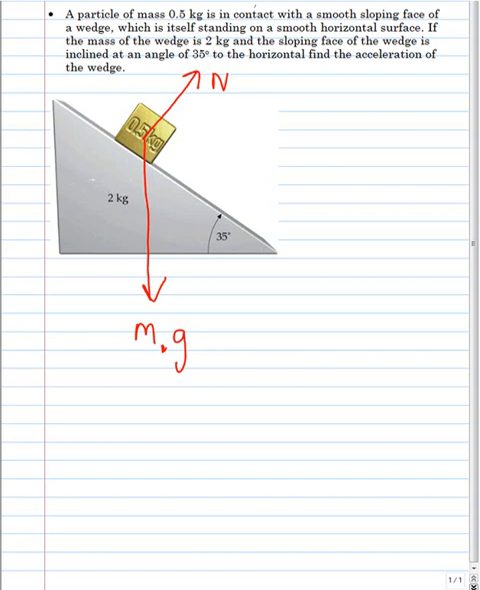Now let's think about the forces acting on the wedge. The wedge has the equal and opposite normal force acting on it. It has the weight of the wedge. I'm going to call the mass of the wedge M2. And there will be a reaction force from the surface that the wedge is sitting on, acting on the wedge, sorry, and I'm going to call that R.